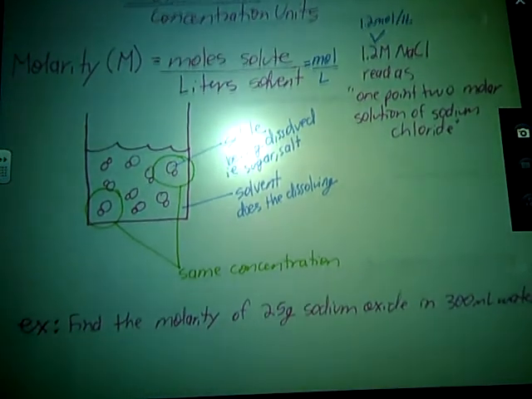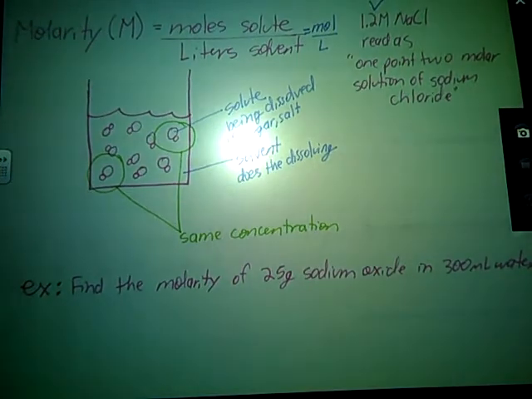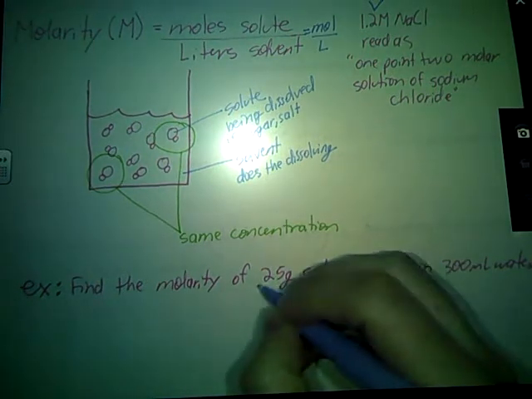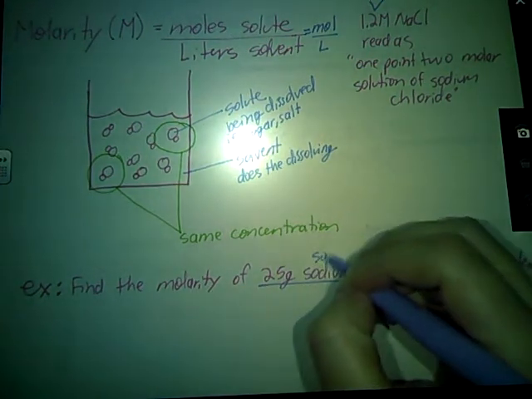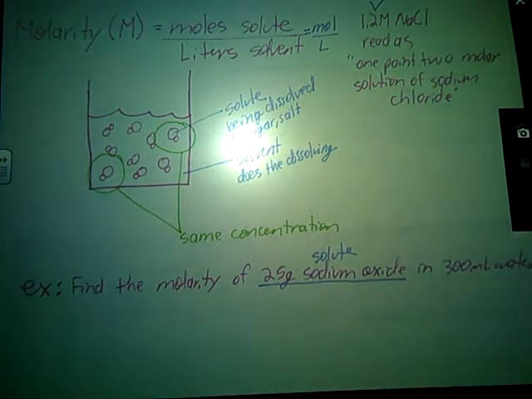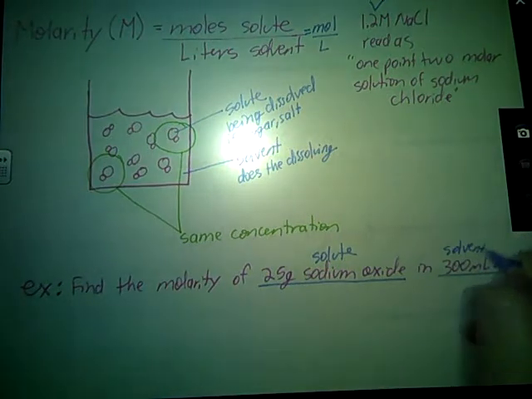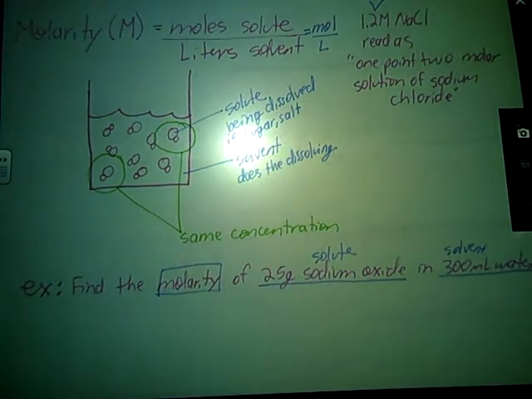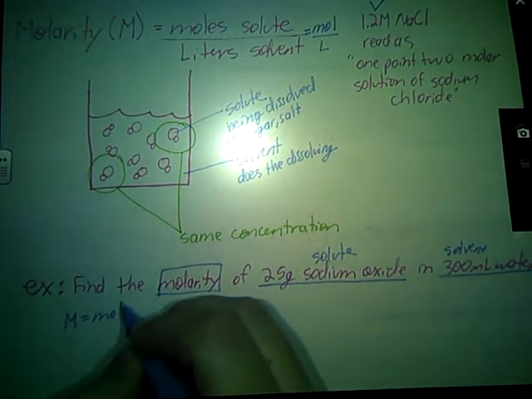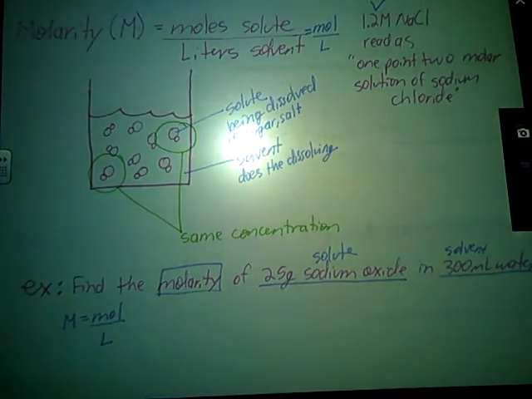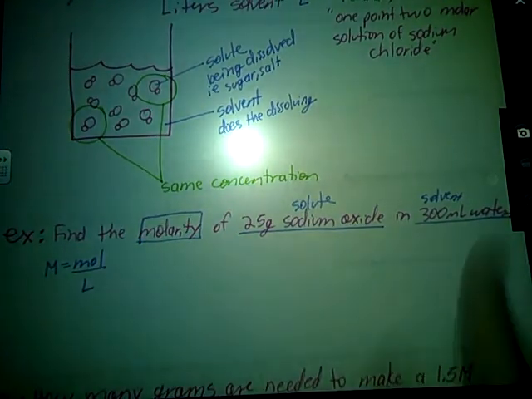So our first example down here towards the bottom, as far as what problems might look like, says find the molarity of 25 grams of sodium oxide dissolved in 300 milliliters of water. My 25 grams of sodium oxide here is my solute. It is the thing that is being dissolved. My 300 milliliters of water is my solvent. They asked me for molarity, which we know is moles per liter. Well, I have neither of those units just yet. All I have at this juncture are grams and milliliters. Doesn't help me too much.